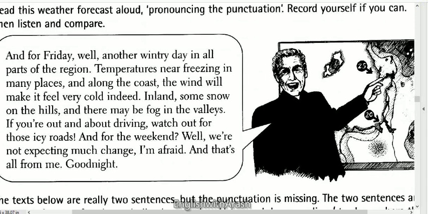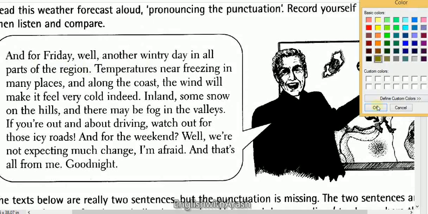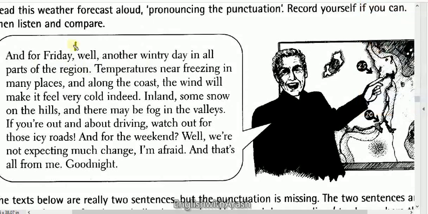The exercise says, try to read this, record your voice, and then listen to the CD and check it. So you have to be really careful as it gets to the punctuation. You have to pause. And for Friday, well, another wintry day in all parts of the region. Temperatures near freezing in many places, and along the coast, the wind will make it feel very cold indeed. So did you see how I made the pauses at the periods and the commas? That really helps.